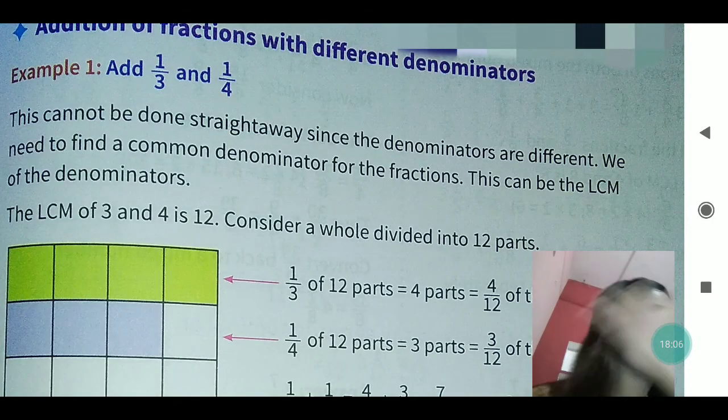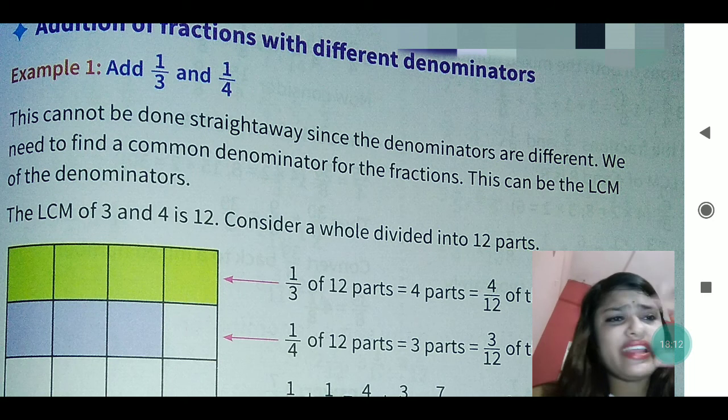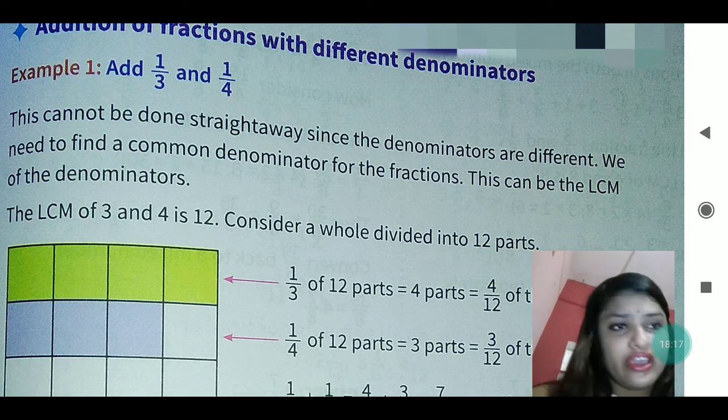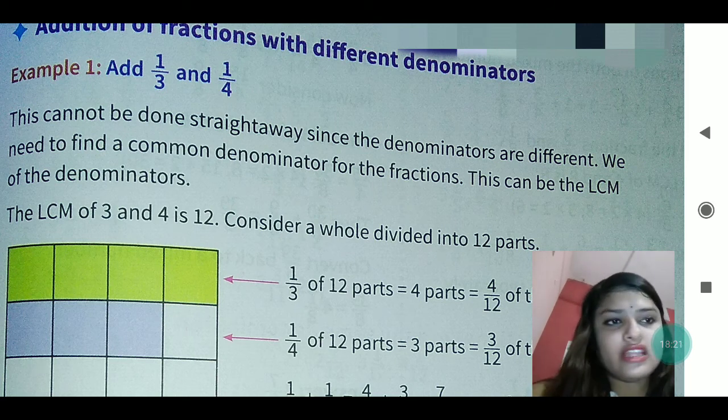I am here with one more example. You just see, add 1 by 3 and 1 by 4. Both are very easy numbers, but this cannot be done straight away. It is not like we take the common factor and then add the numerators. No, we cannot. What is common in this?